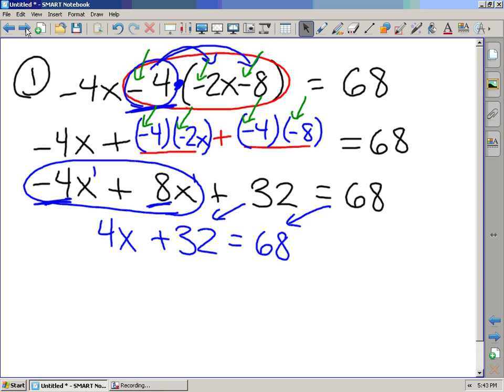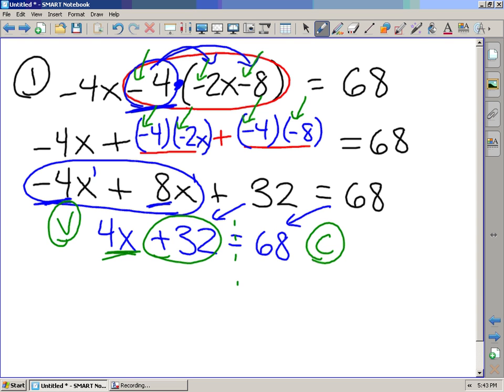Now that we've collected like terms, we're ready to label each side. I'm going to put the variables on the left and the constants on the right because the variable is already on the left, and it will save me more time if I establish the left side as the variable side. Now I'm going to move the constant 32 across the equal sign to the right side.